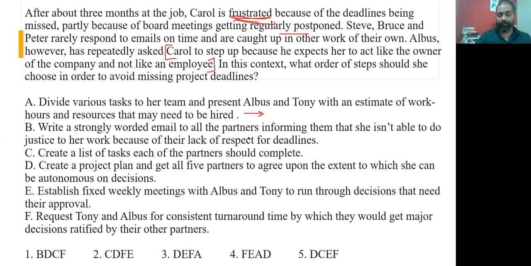Write a strongly worded email to all the partners informing them that she isn't able to do justice to her work because of their lack of respect for deadlines. Okay. This is a problem area because they are not even her immediate bosses.